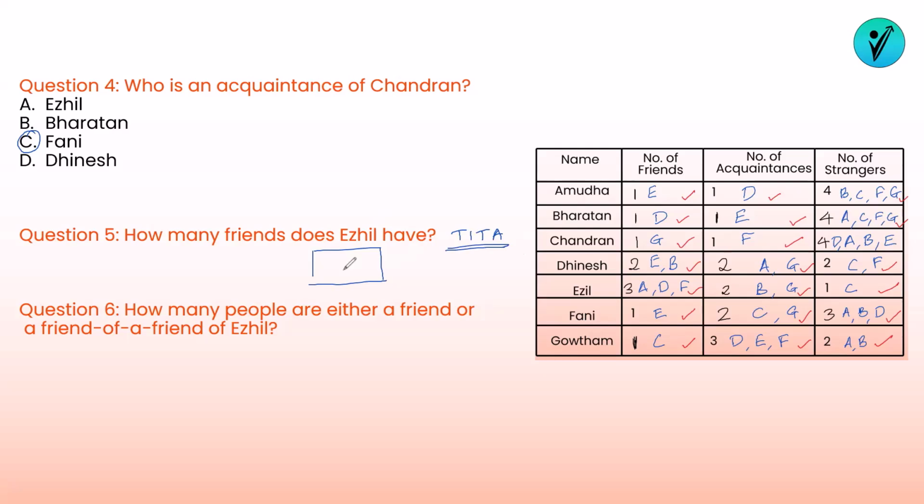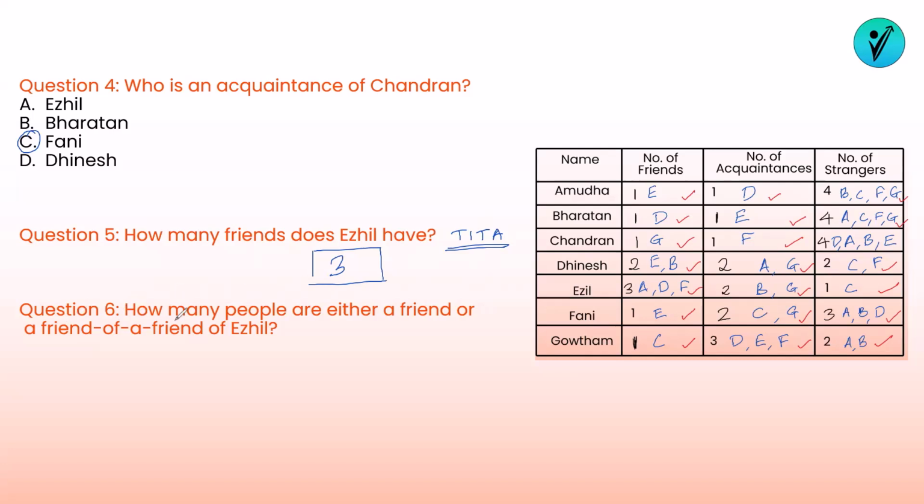If by fluke you get it right, you get the marks. If you get it wrong, there is no harm because there is no negative marking, so nothing will be cut from your score as well. So these two, 5 and 6, are the TITA questions that followed this set. Let's take a look at the question. How many friends does E have? E has 3 friends, A, D, and F, so the answer will be 3. There's no way you can type in text. There has to be numbers alone.